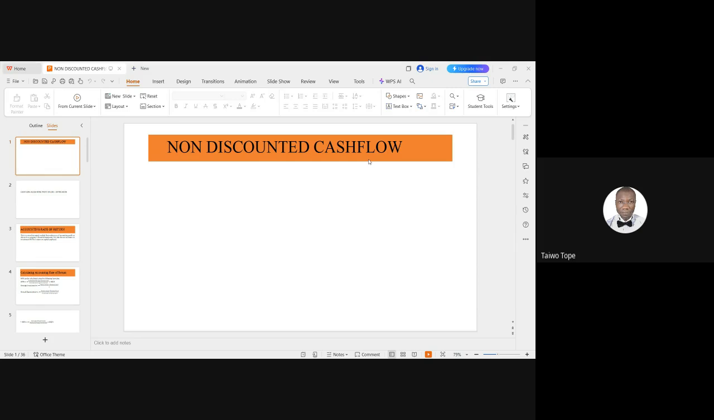Now, talking about the non-discounted cash flow techniques of investment appraisal. These are techniques that we use to evaluate investment projects without adjusting future cash flows for the time value of money. The focus on the non-discounted cash flow is on nominal cash inflows and outflows, and they are simpler to apply, though sometimes they can be less accurate for long-term projects.